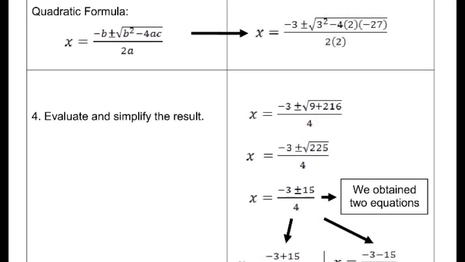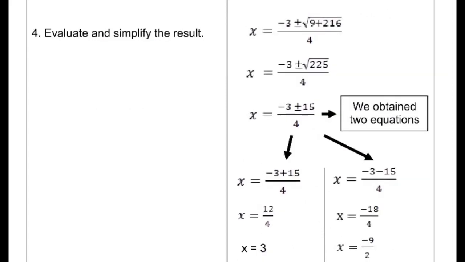Next one is we're going to evaluate and simplify the result. So evaluate, so we're going to have x equals negative 3 plus and minus 3 squared is 9. Then negative 4 times 2 is negative 8. Then negative 8 times negative 27, that will be positive 216, over 2 times 2 is 4. Then 9 plus 216 is 225. So we're going to have x equals negative 3 plus and minus square root of 225 over 4. Square root of 225 is 15. So that is why we have negative 3 plus and minus 15 over 4.